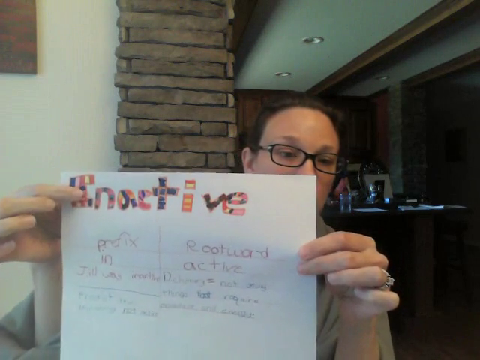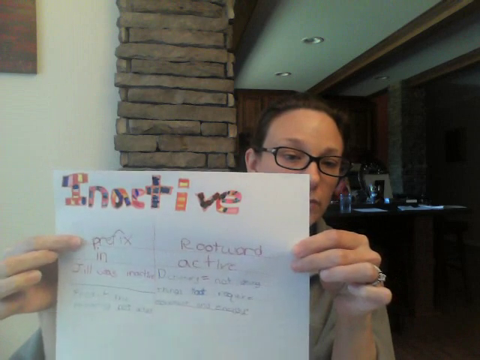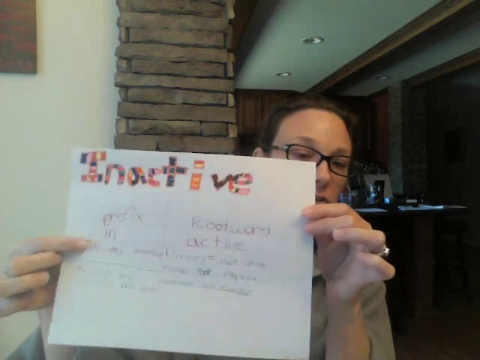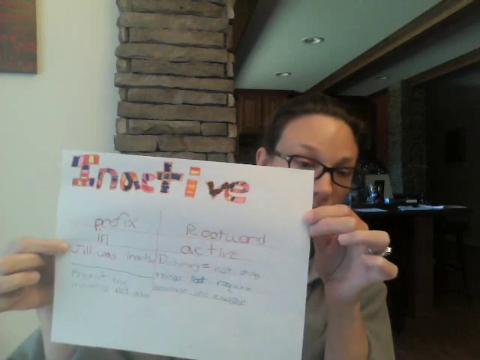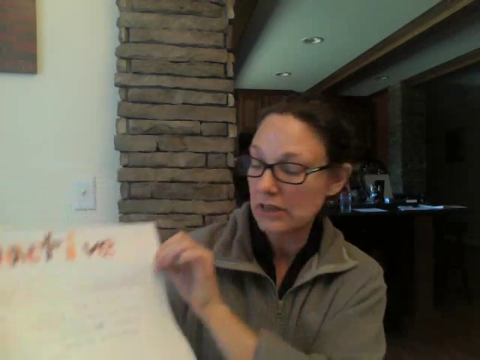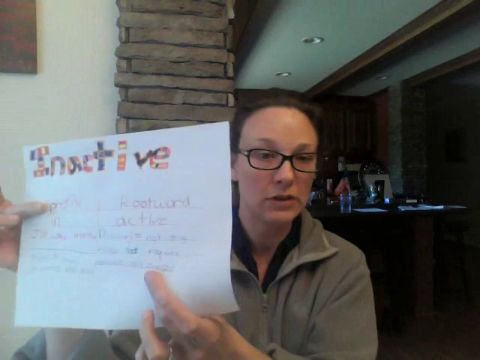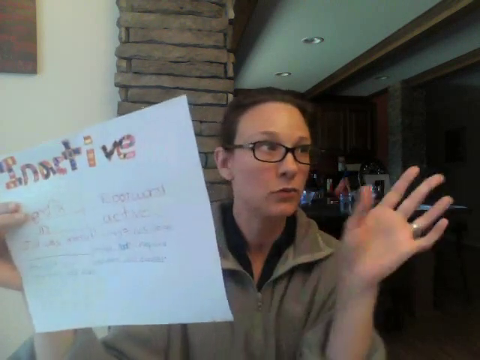Okay, so the word will be inactive. They will separate the prefix from the root word, so you've got in and active. Then you would have a sentence from our story, which was "Jill was inactive," and they would predict the meaning of that, then look it up in the dictionary and write the dictionary meaning down. Each group can put it on the wall.